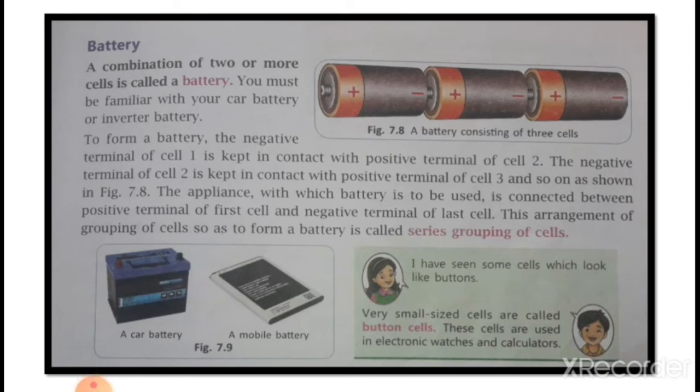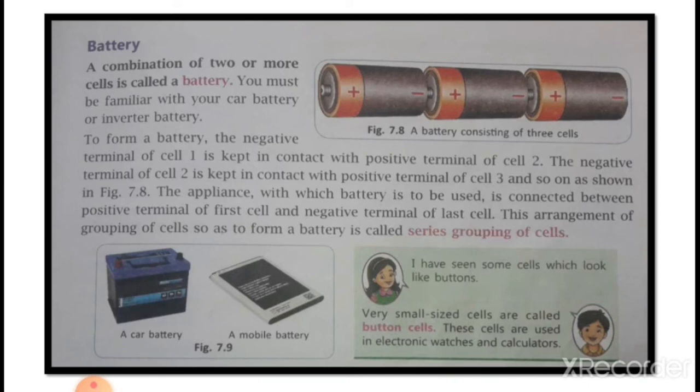You must be familiar with your car battery or inverter battery. To form a battery, the negative terminal of cell 1 is kept in contact with the positive terminal of cell 2. The negative terminal of cell 2 is kept in contact with the positive terminal of cell 3, and so on, as shown in figure 7.8. The appliance with which the battery is to be used is connected between the positive terminal of the first cell and the negative terminal of the last cell. This arrangement of grouping of cells so as to form a battery is called the series grouping of cells.